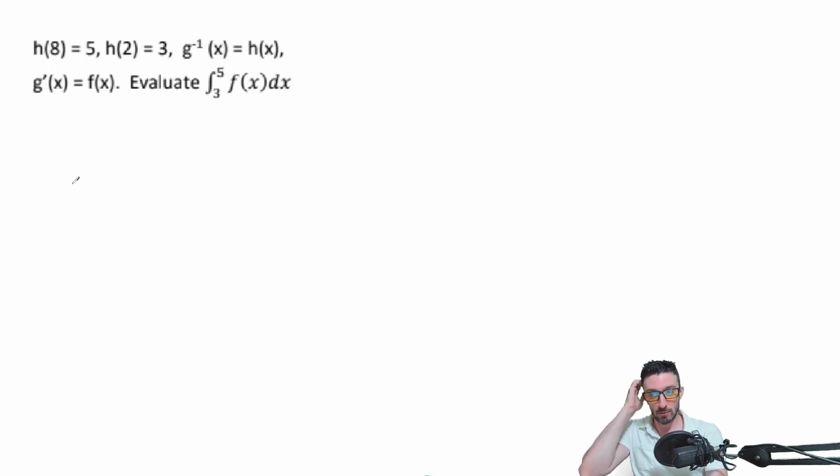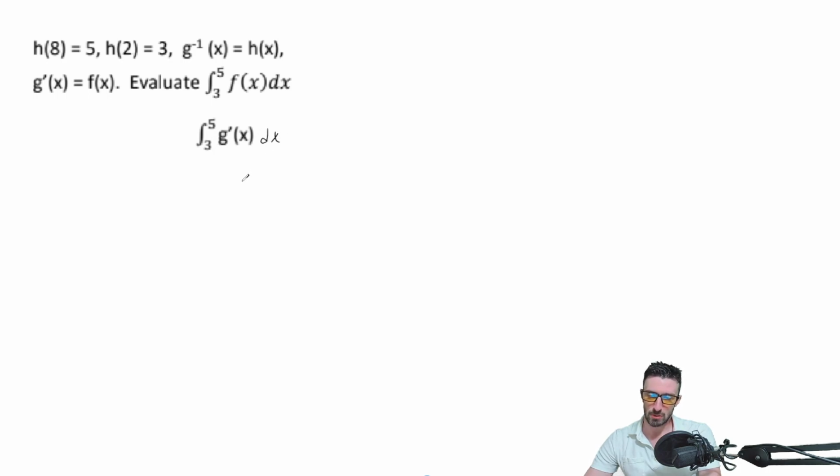Okay, looks like we got another one that I am not really sure how to do. Let's see, they want us to evaluate the integral of f. But they're also telling me that f is equal to g prime. So I'm going to take this integral symbol and replace the f with g prime. So I got to take the integral of g prime from 3 to 5.